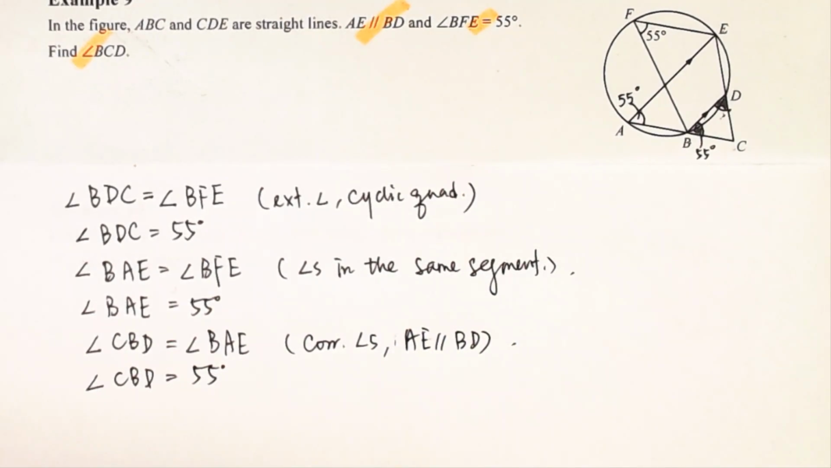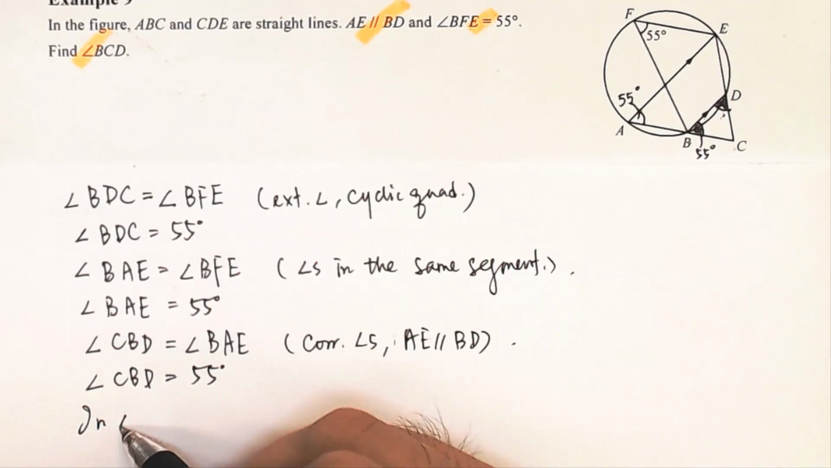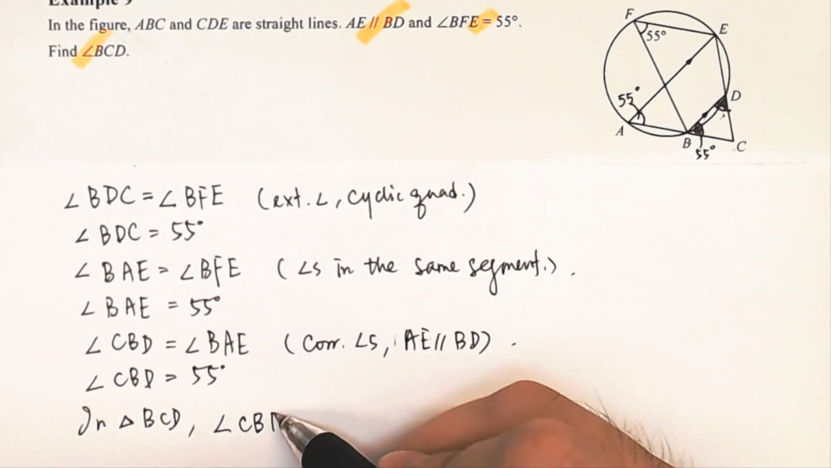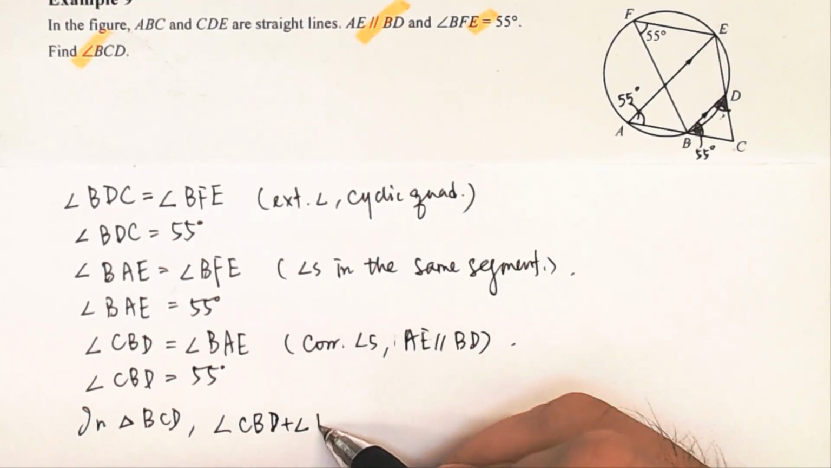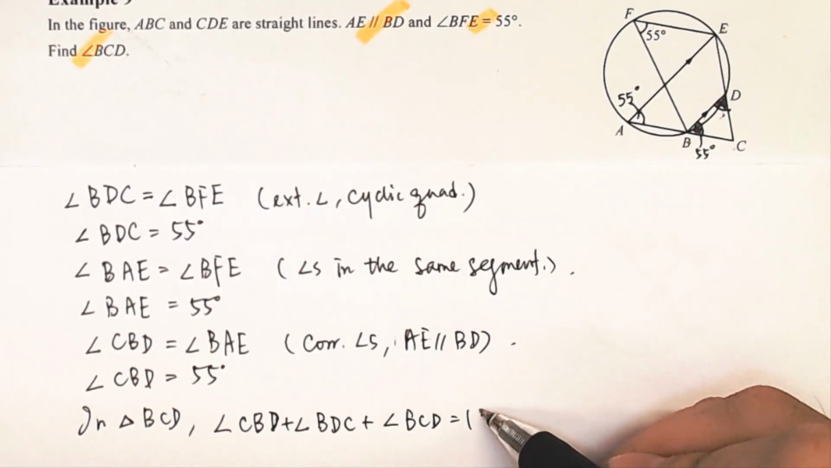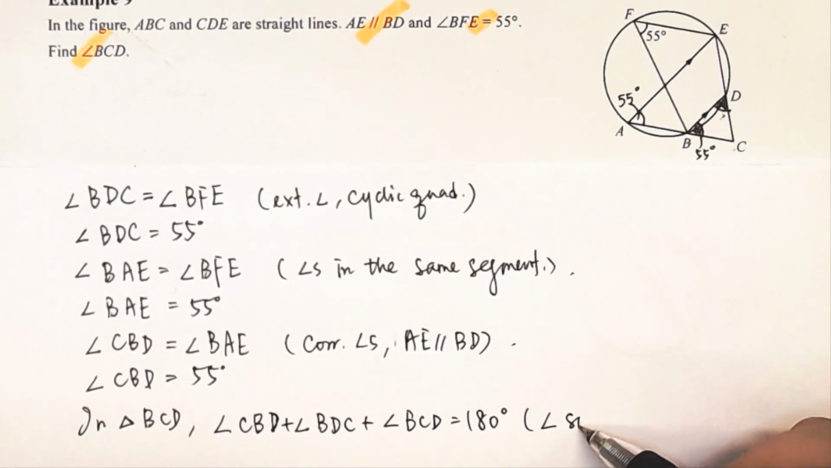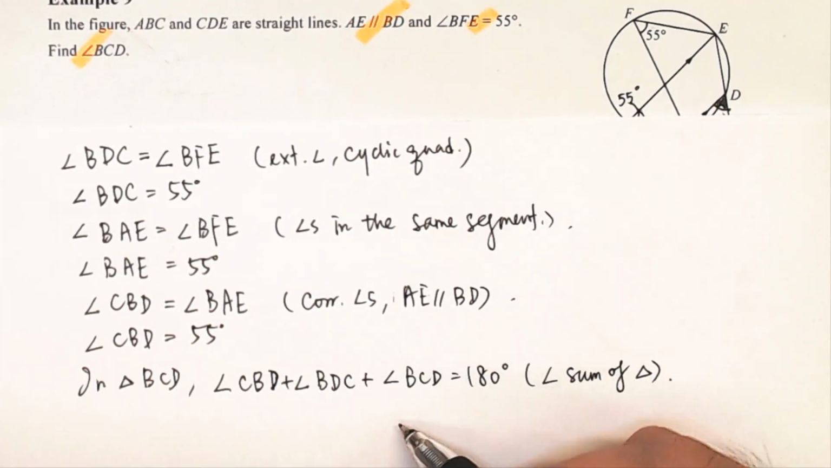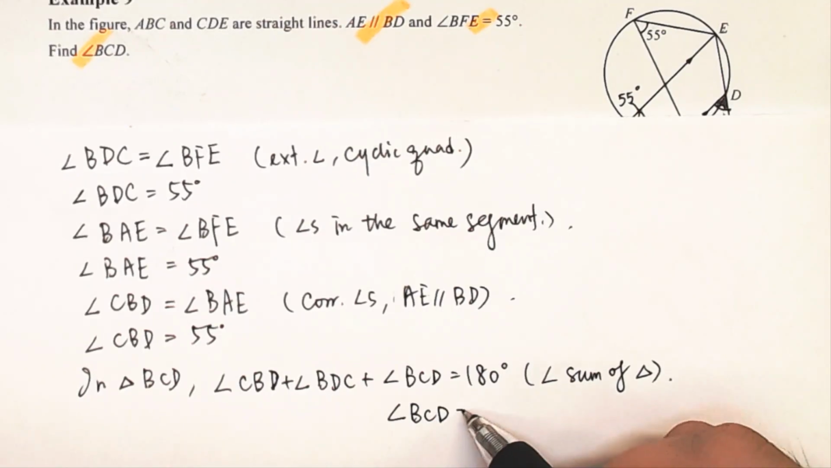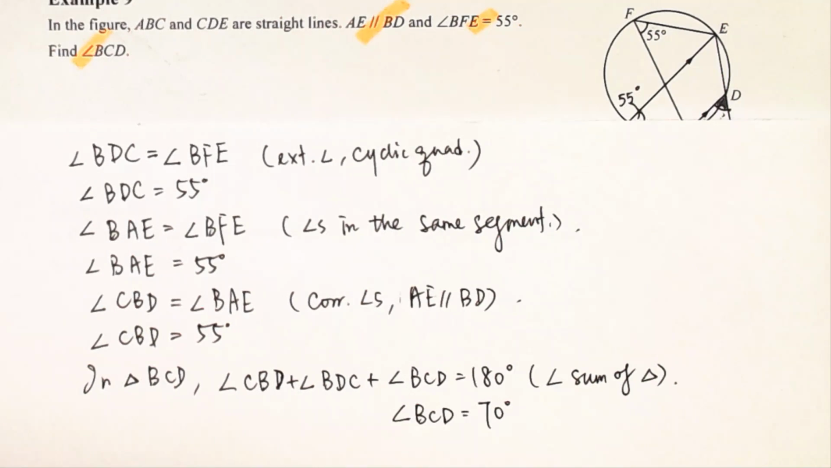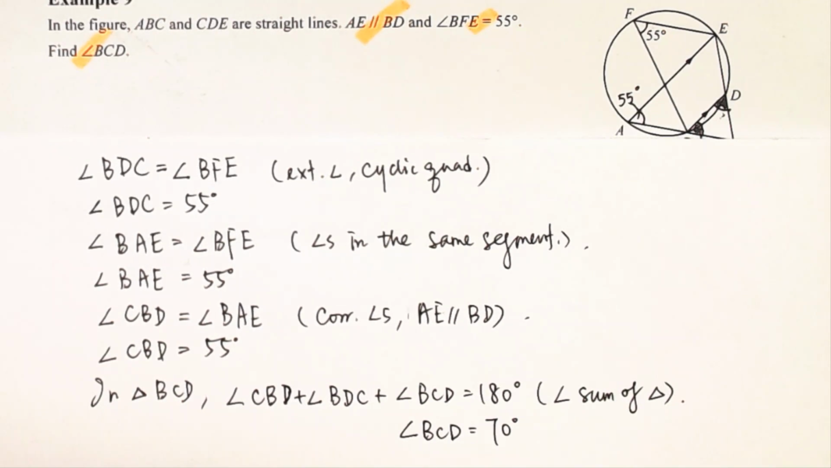And at last, in triangle C dot, you have angle C dot plus angle dot C plus angle C dot equals 180 degrees, angle sum of a triangle. And thus you have angle C dot is 180 minus 55 minus 55, that is 70 degrees. Okay, so this is example 9.